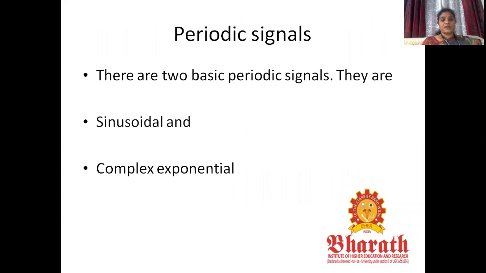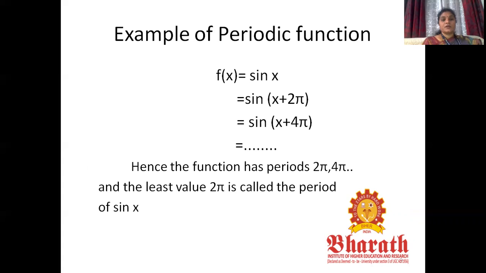Periodic signals. There are two basic periodic signals. They are sinusoidal and complex exponential. We will see an example of a periodic function. Let us take a function f of x which is equal to sin x, which is equal to sin of x plus 2 pi, which is equal to sin of x plus 4 pi, etc.